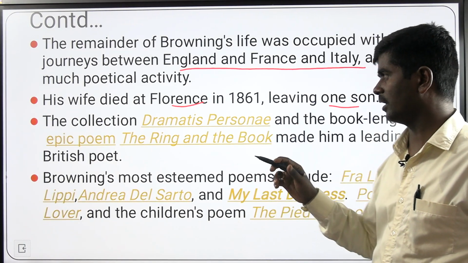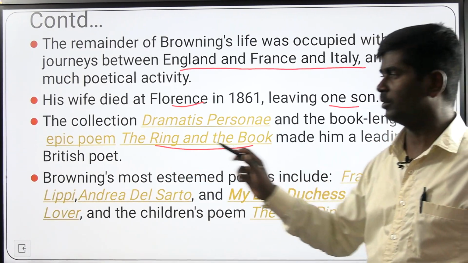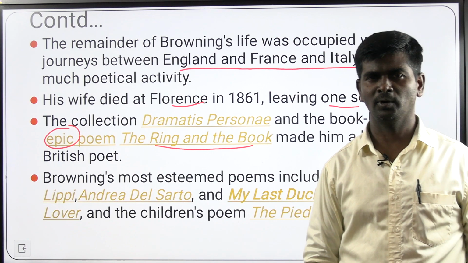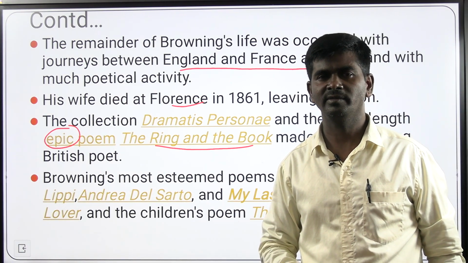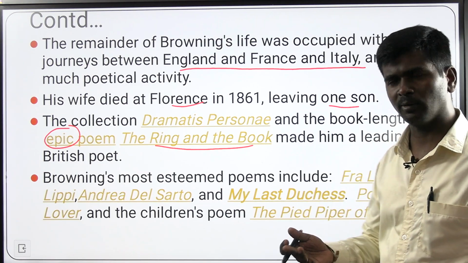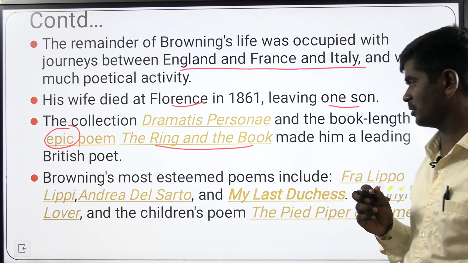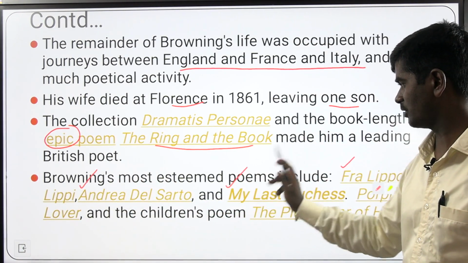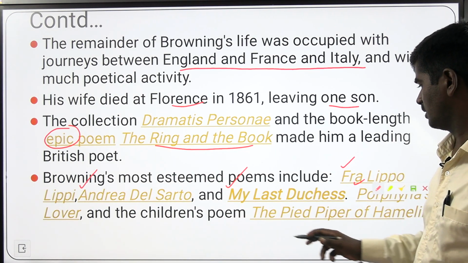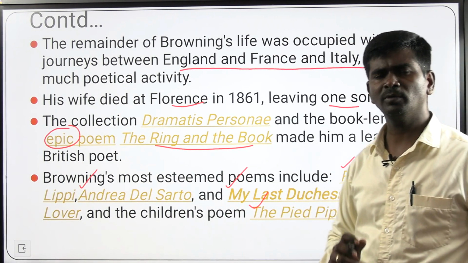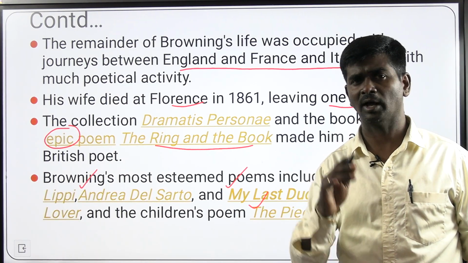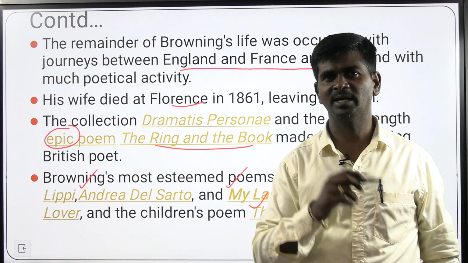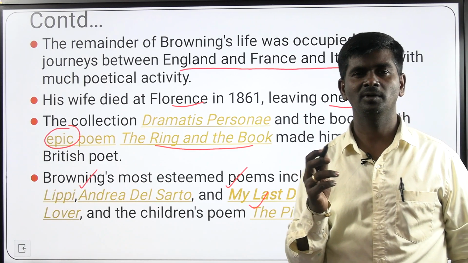The collection Dramatis Personae and his epic poem The Ring and the Book. Epic, we need to understand, my friends, is a long book that is composed in a grand style about a grand theme. We can say the Bible, the Gita, the Ramayana, the Quran, all those are epics. Browning's most esteemed poems include Fra Lippo Lippi, Andrea del Sarto, My Last Ride Together, Popularity, Love Among the Ruins, The Pied Piper of Hamelin, very important one, My Last Duchess, and Andrea del Sarto, which becomes a part of the Telangana Gurukula exam syllabus.